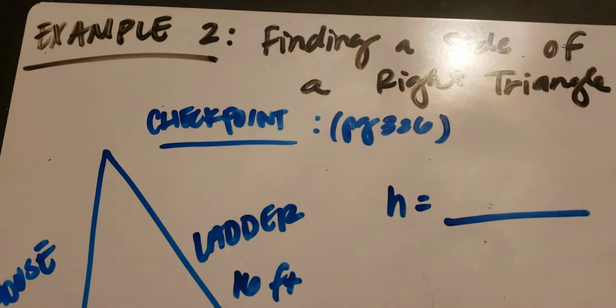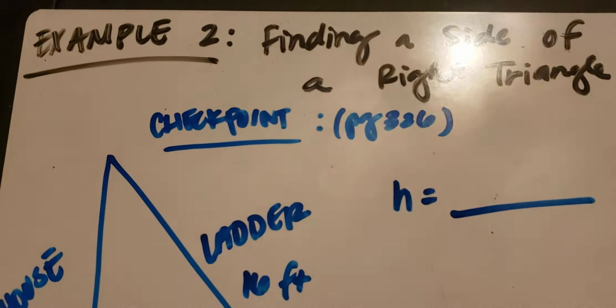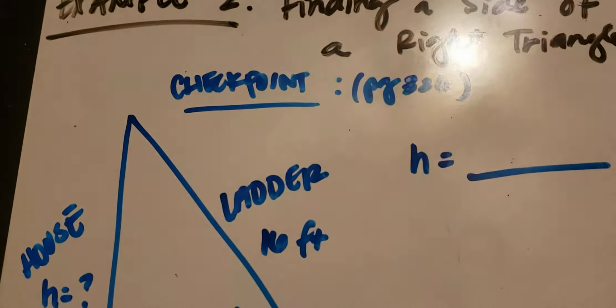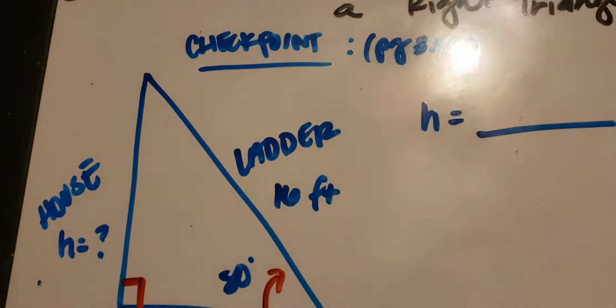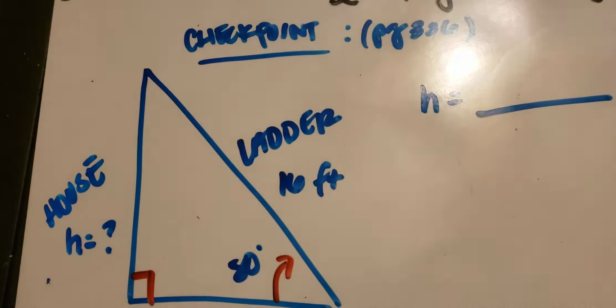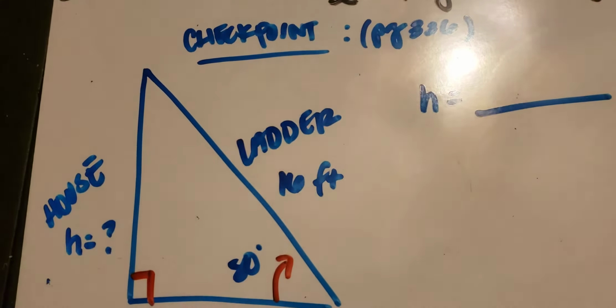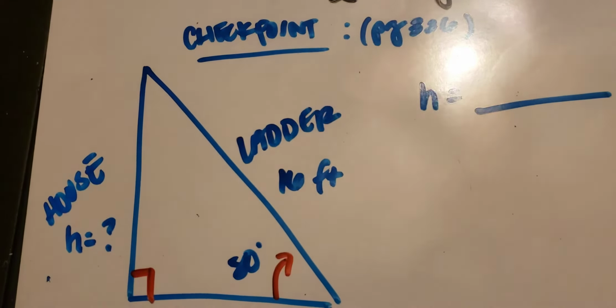All right, boys and girls, now we're going to be moving on to example 2, finding a side of a right triangle, and I'm going to be doing the checkpoint on page 326. So if you want to look at the word problem in your book, feel free. I drew a picture representing the situation, but I'm going to go ahead and read it to you guys, okay?